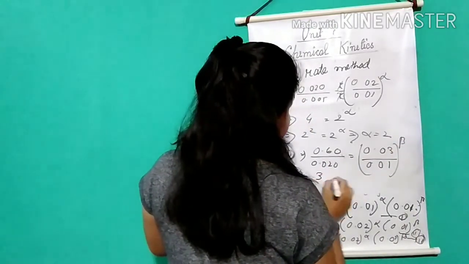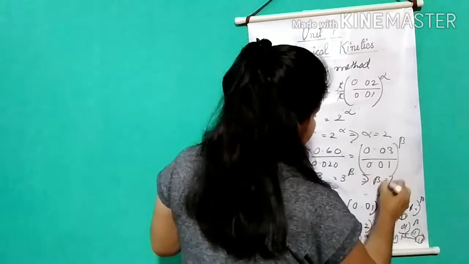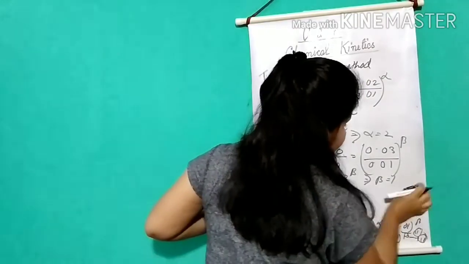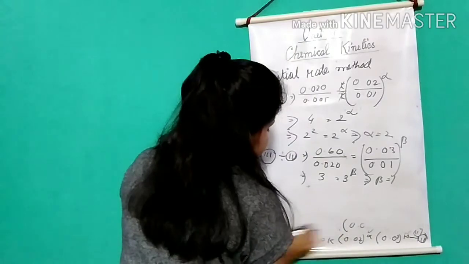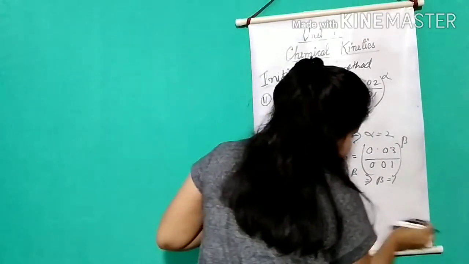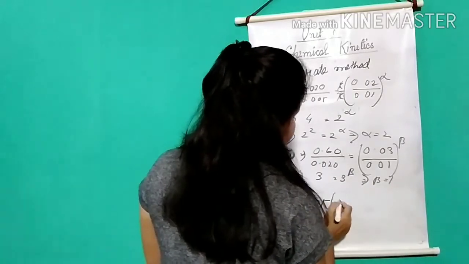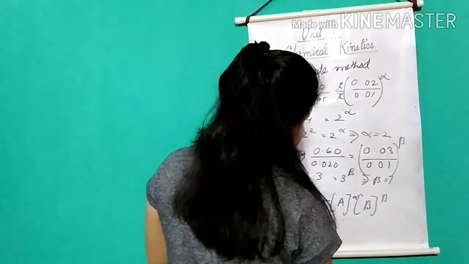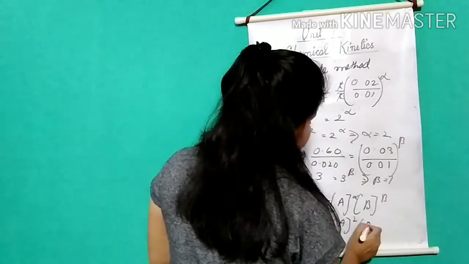So we will get from here 3 is equal to 3 to the power beta, and we will get that beta is equal to 1. So we got the value of alpha, we got the value of beta. With respect to A, the order is 2, and with respect to B, the order is 1. So rate R is equal to K into A to the power alpha, B to the power beta. So K into A to the power 2, B to the power 1.